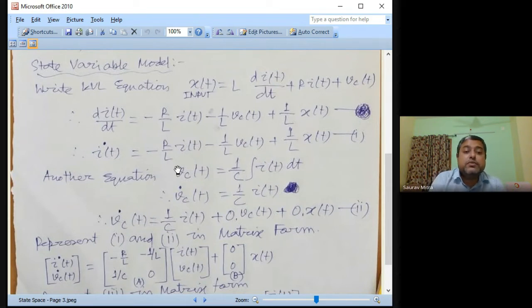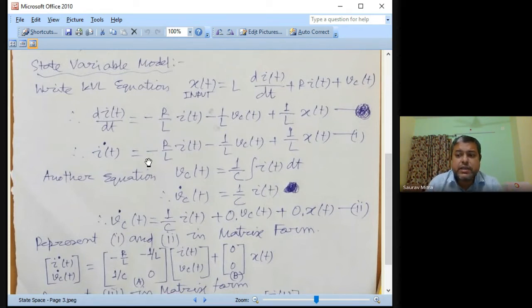So we are supposed to find out the first state variable differentiation, that is di/dt, or i dot t, which is equal to minus R by L of i(t), the first state variable. R by L is a system constant. R value, L value, C value, x(t) will all be given to you. And x(t) should be known.